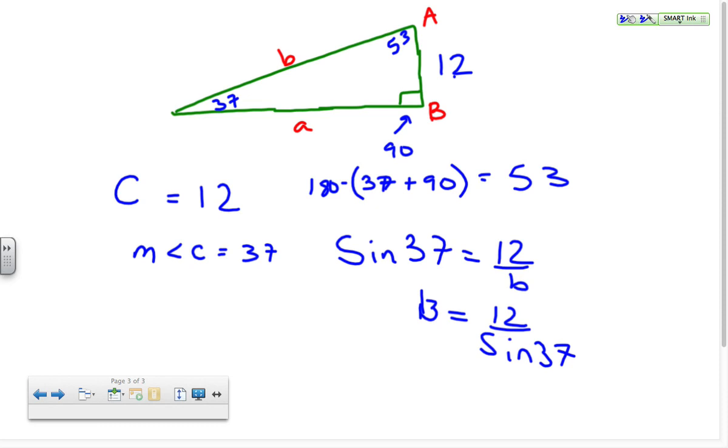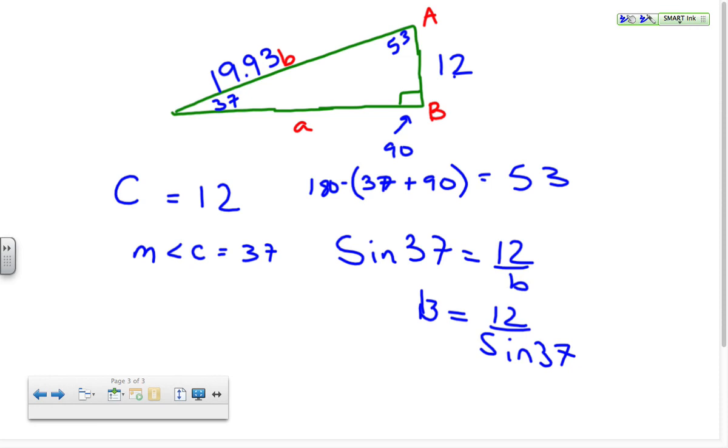And you can actually put this in your calculator. Please, please, please make sure that it is in degree mode. If it is not in degree mode, you're going to get the answer wrong. All right. So I'm going to double check my calculator. Yep, I have it in degree mode. So if I go 12 divided by the sine of 37, I get 19.93 for my side here.